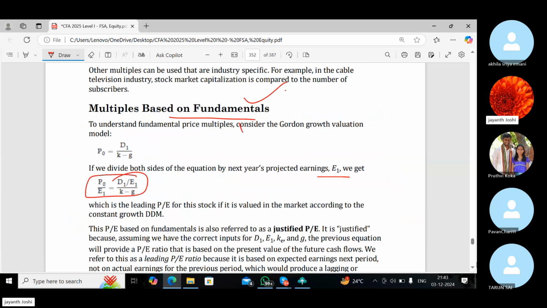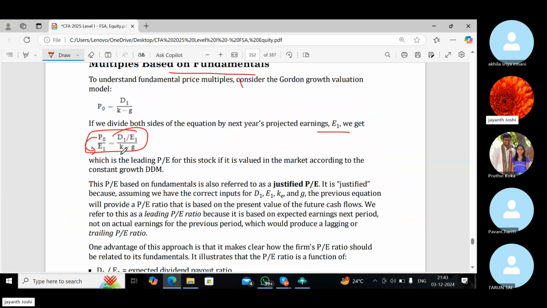Okay. So price to earnings, which is the leading PE for this stock if it is valued in the market according to the constant growth dividend discount model. Leading is nothing but the upcoming. So this PE based on fundamentals is also referred to as justified PE. So we have taken the earnings and divided, price to earnings and dividends to earnings, and then discounting this cash flow with the cost of equity to get the present value.